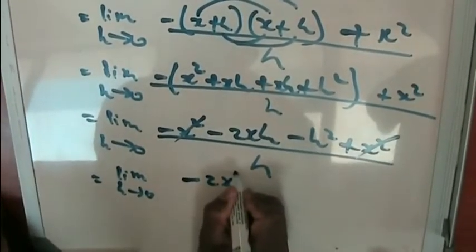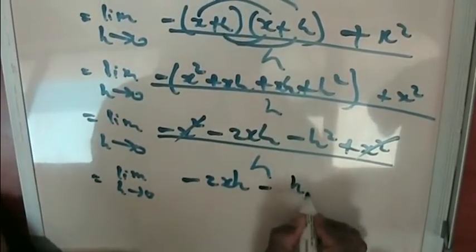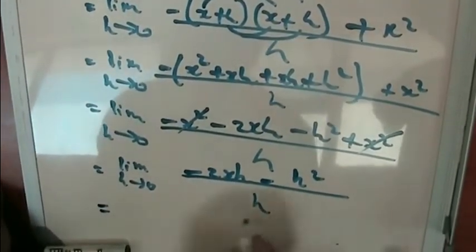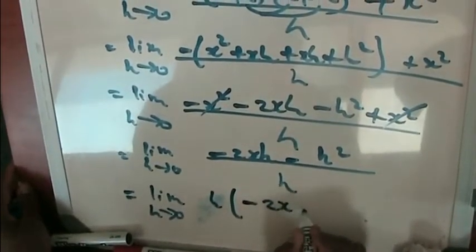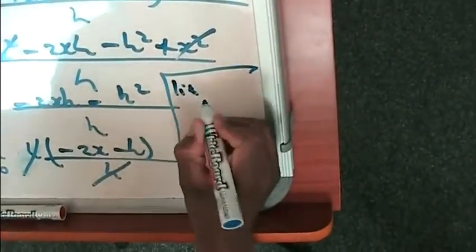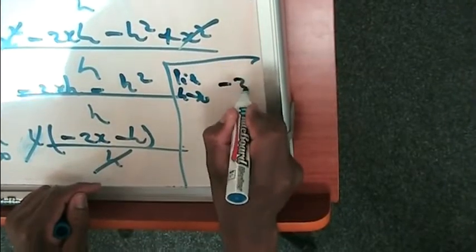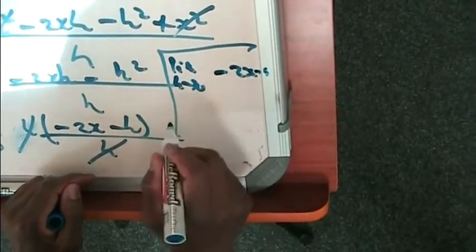limit as h tends to 0 of minus 2xh minus h squared over h, which is equal to, take out common h, h into minus 2x minus h over h. If h cancels with h, then it is limit as h tends to 0 of minus 2x minus h.